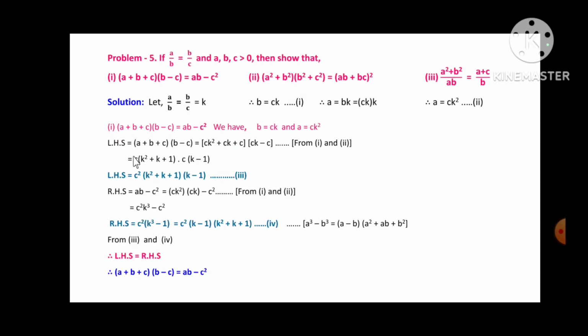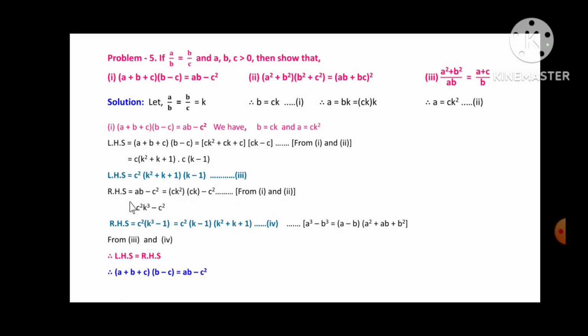We'll use this. So LHS is equal to (a + b + c)(b − c). Put the values: a = ck², so (ck² + ck + c)(ck − c). Here c is out: c(k² + k + 1) · c(k − 1) = c²(k² + k + 1)(k − 1). This is let equation third.